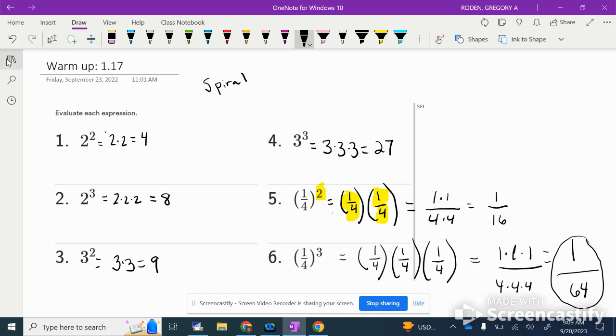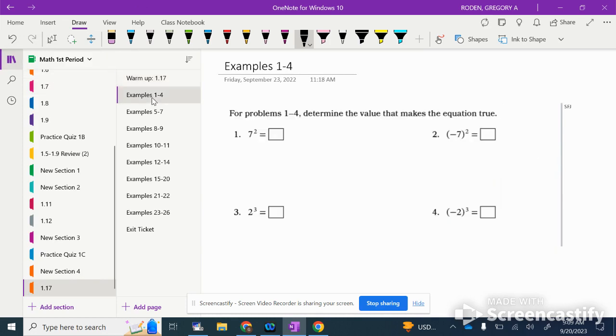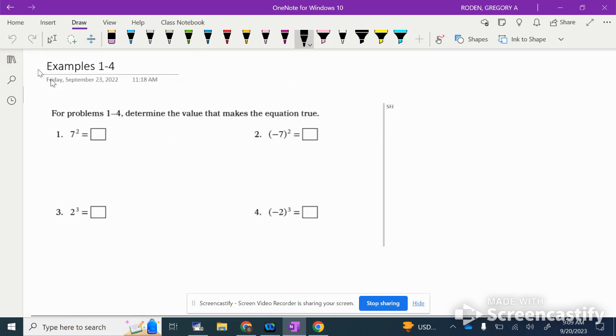All right, so now what I need you guys to do is get into examples 1 through 4 in 1-7 in your notebook. As soon as you find that page, just let me know what page it is so I can write it down for everybody here. You're in 1-7 right now.